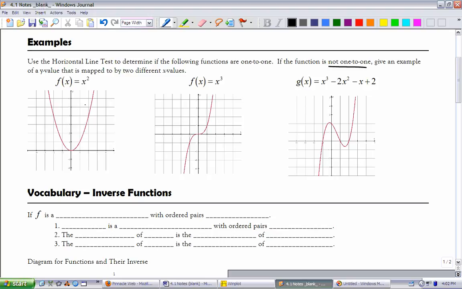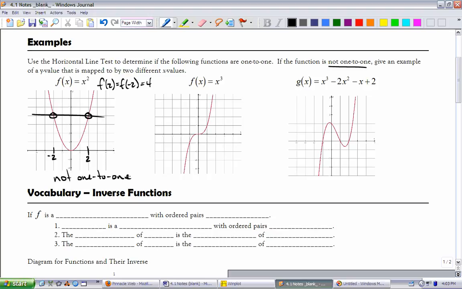values. Okay, the first one here is x squared, and you'll notice if I draw a horizontal line here, it hits it in two spots. Okay, and you'll notice that -2 and +2 here both map to 4. So here f of 2 equals f of -2, which equals 4. And since there are two values that map to 4, this is not one-to-one.